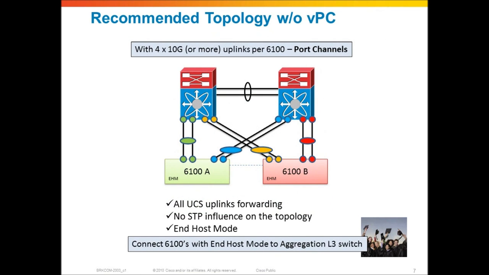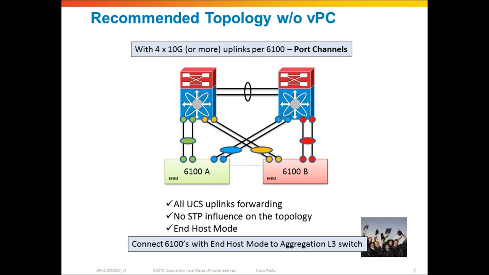Now, what if you don't have VPC in your data center? Well, that's okay. We can still leverage the capabilities of end host mode, and we can still use port channels where we can. So remember, I said that if you can use port channels, definitely do that. So here's a scenario where we have our fabric interconnects A and B, and we've got 4 ports available that we've decided to use on each fabric for uplinks to the upstream LAN.